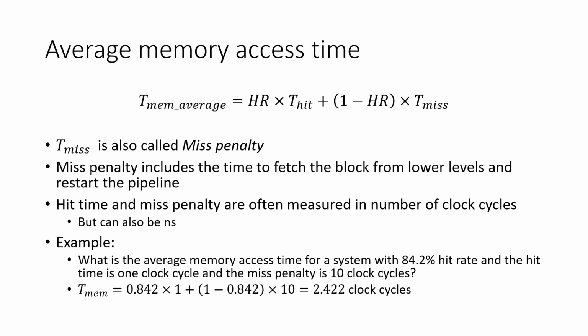Here is an example calculating the average memory access time for a system with an 84.2% hit rate. Hit time is 1 clock cycle and the miss penalty is 10 clock cycles. And so with this formula, the average memory access time will then become 2.422 clock cycles.